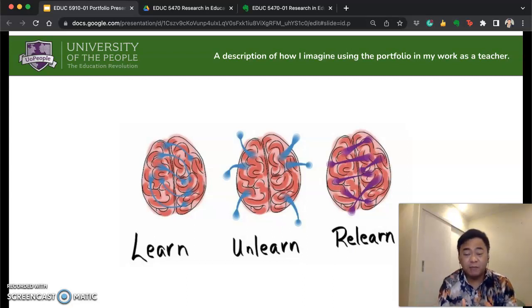However, at the same time, I have to unlearn some things I learned before, which I find obsolete already, not applicable in my milieu. And also, I have to relearn the skills that I've already learned before, that probably because I've been overwhelmed with lots of things in my mind, I forgot these skills in myself. So, this is how I imagine this portfolio actually helped me in my teaching profession.